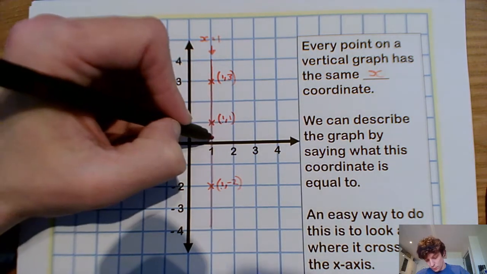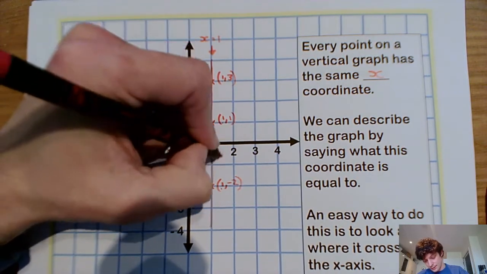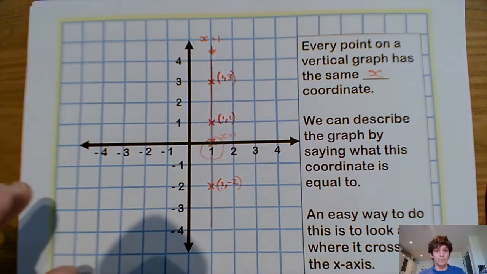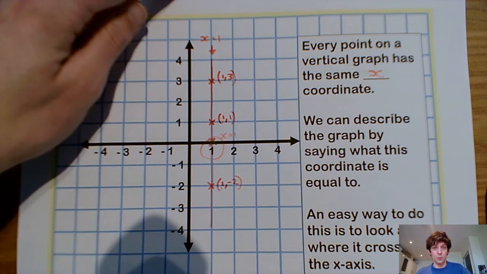We can also look at it being the case for this point here. When it goes through the x-axis at 1, because x is equal to 1 there, it's the coordinate (1, 0). So the y value is 0, but the x value is 1.